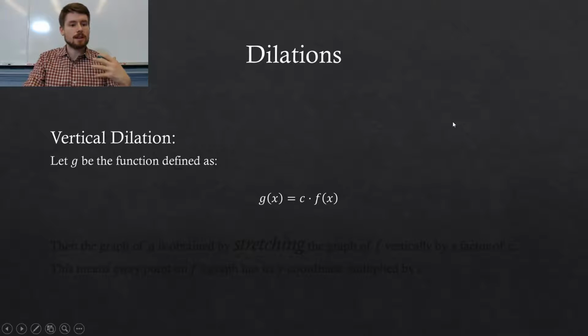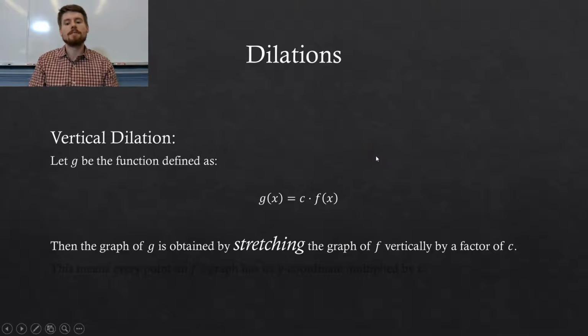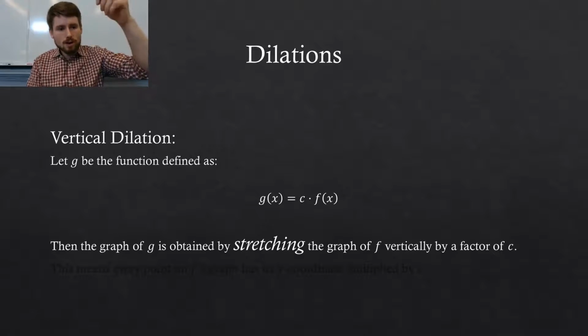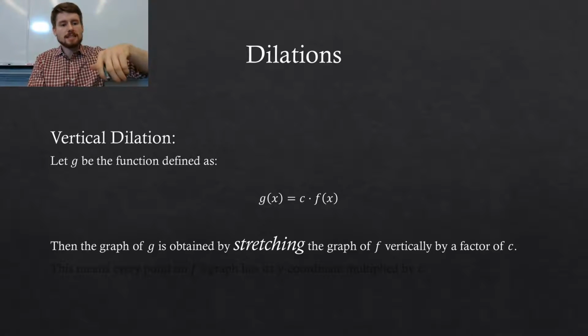So if you take a function f and then you multiply it by some constant, you end up stretching the graph vertically by that amount. So c times f of x is a vertical dilation on the graph of f by a factor of c. If c is more than 1, you end up making it taller, you stretch it out. If c is less than 1, you end up compressing it.